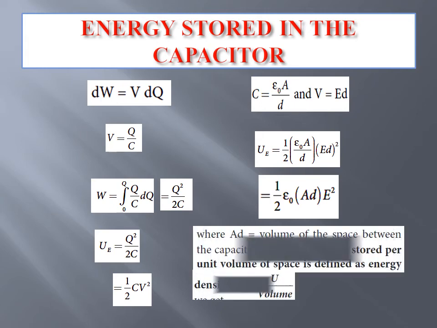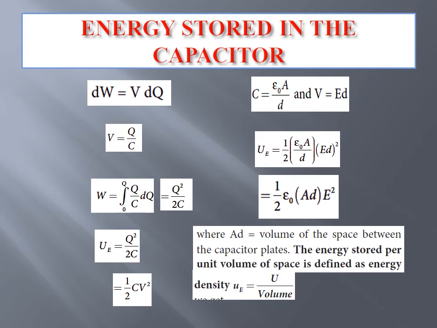A into D is nothing but your volume. Therefore, the energy stored per unit volume of space is defined as the energy density UE, which is equal to U by volume, or UE is equal to half epsilon naught E squared.